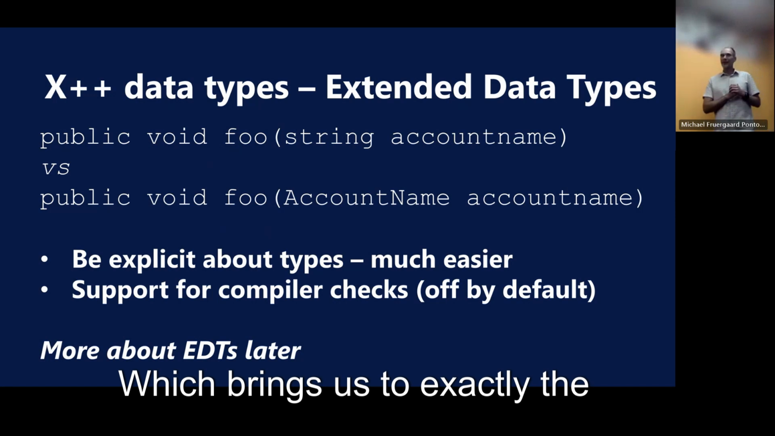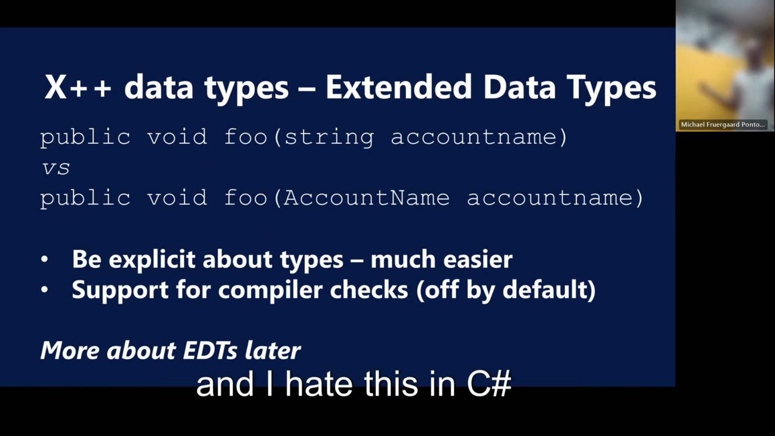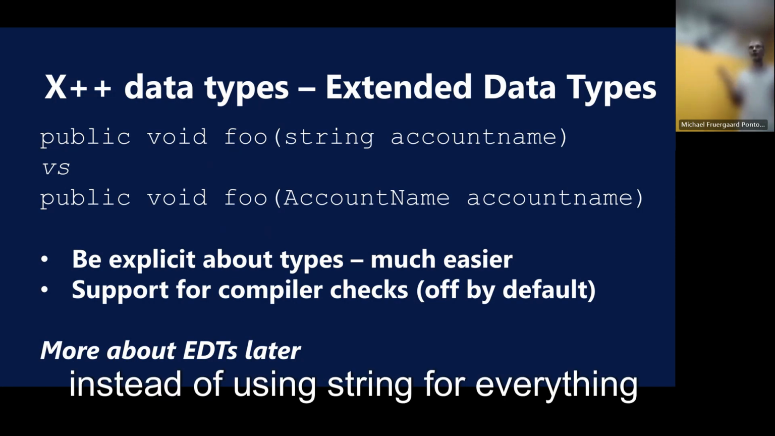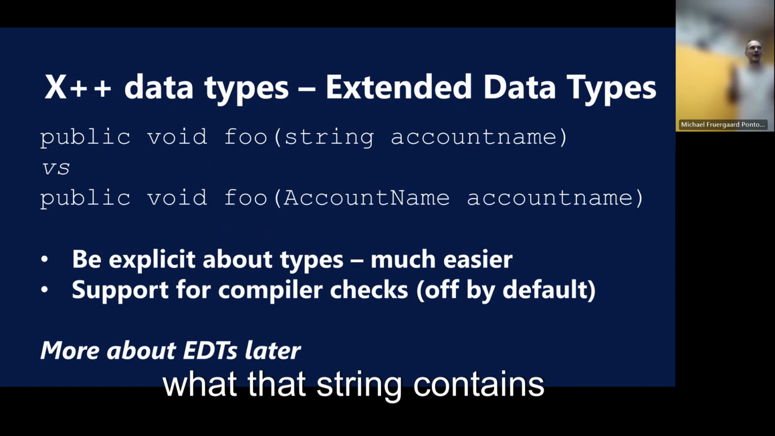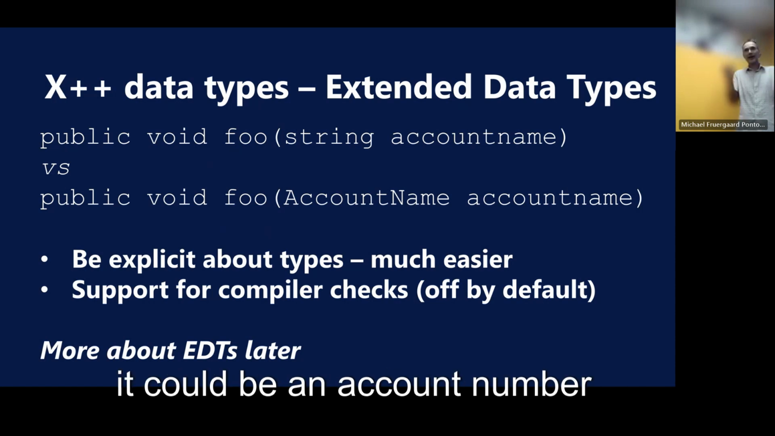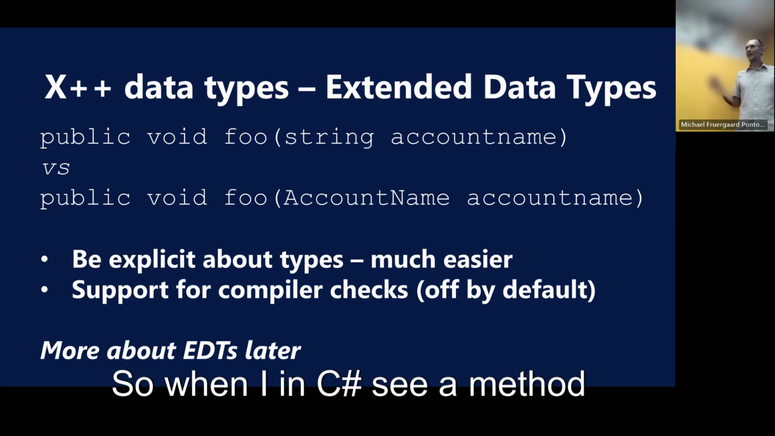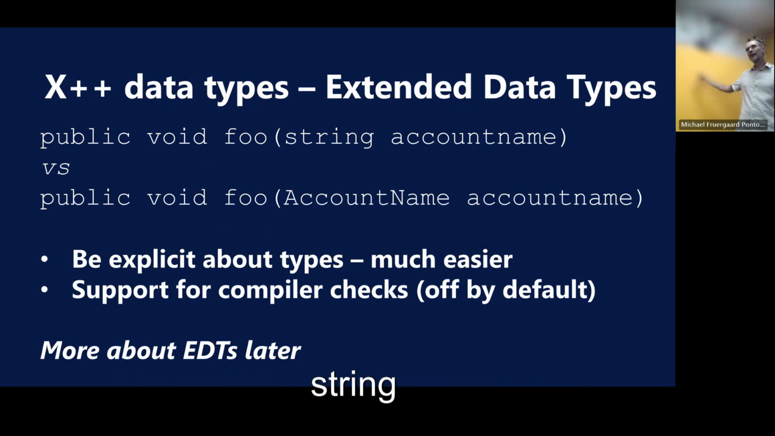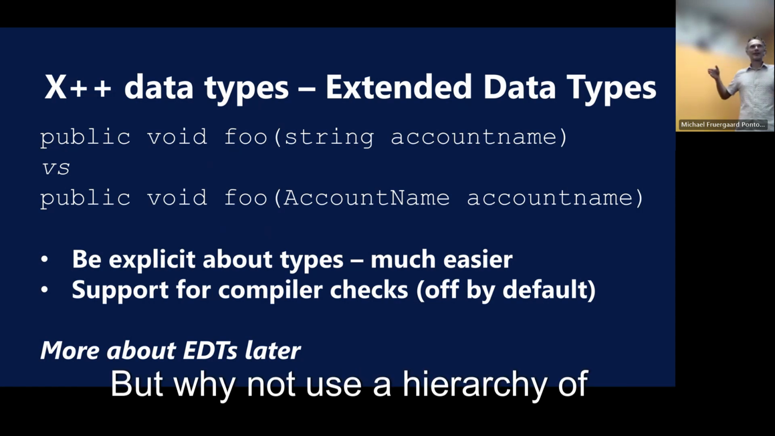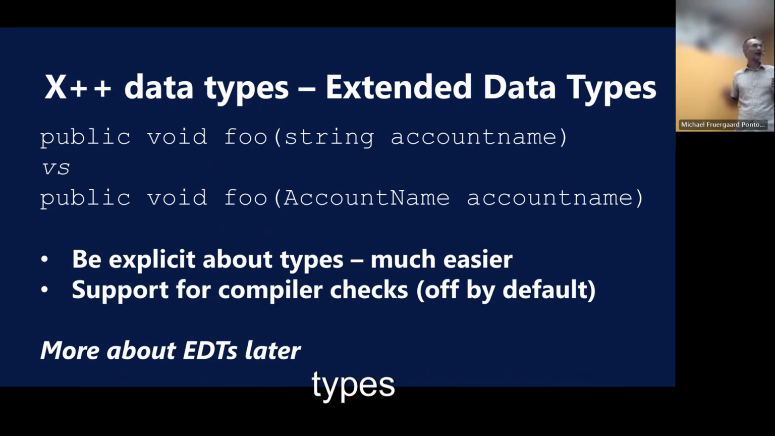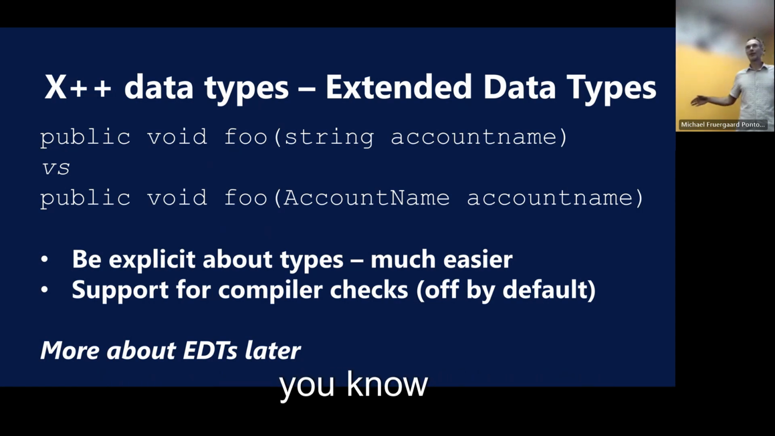Which brings us to exactly the opposite of anytype, which is extended data types. Basically, the idea is, and I hate this in C# really, instead of using string for everything that's a string, let's be more precise about what that string contains. It could be a file name, it could be an account number, it could be whatever you like. Right? So when I see a method in C# that takes string, string, string, perhaps I gave the parameters some good names to explain what it is. But why not use a hierarchy of types? And that's where extended data types come in. So here we also have hierarchies like you know for classes.